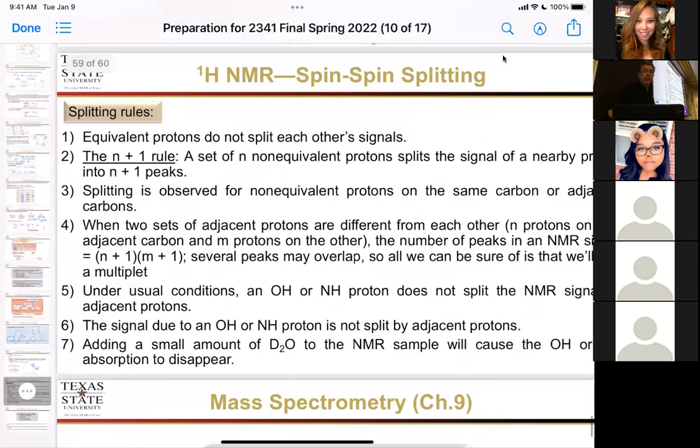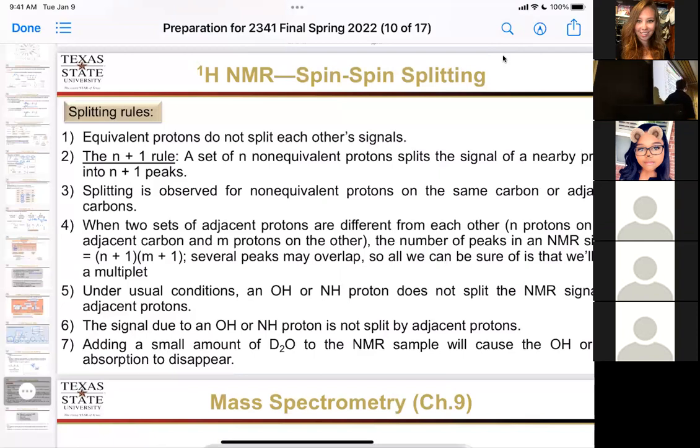But in hydrogen, we have to remember our N+1 rule: 2, 3 or fewer bonds. But there's also a caveat there. It doesn't split through oxygen or nitrogen. So make sure you don't count those in your N number for the number of splits.